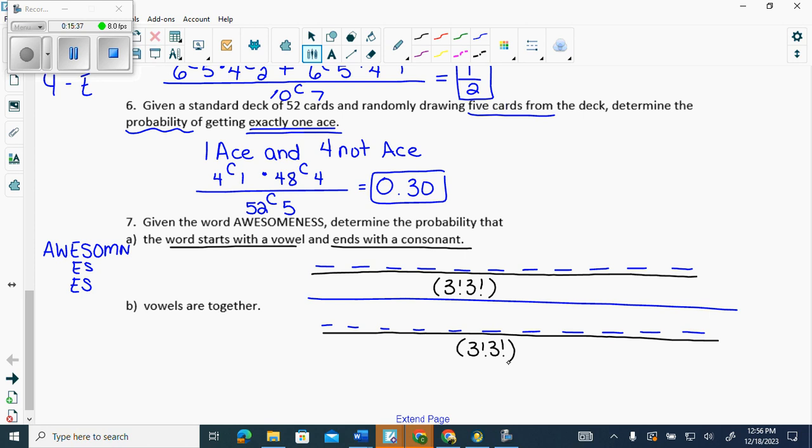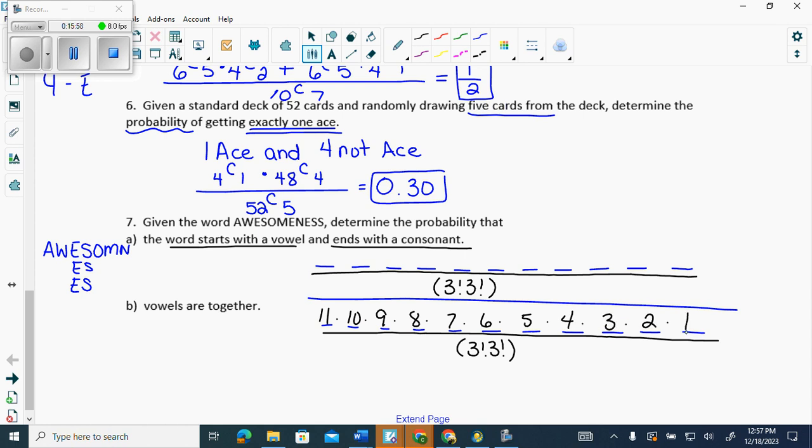So the bottom is no restrictions. So does the order matter at all on the bottom? No restrictions? No. How many letters do I have for the first blank? 11, then 10, 9, 8, 7, 6, 5, 4, 3, 2, 1.